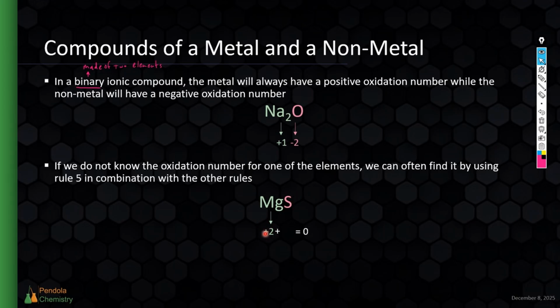So if magnesium is +2, there's only one magnesium and one sulfur, and they need to add up to 0, then sulfur's oxidation number has to be -2. Not because there's a rule that tells us that sulfur has to be -2, but because there's a rule that tells us that the addition of their oxidation numbers has to add up to 0 since this is a neutral compound. And so +2 plus -2 is equal to 0. And that's going to be our oxidation numbers for magnesium and sulfur.